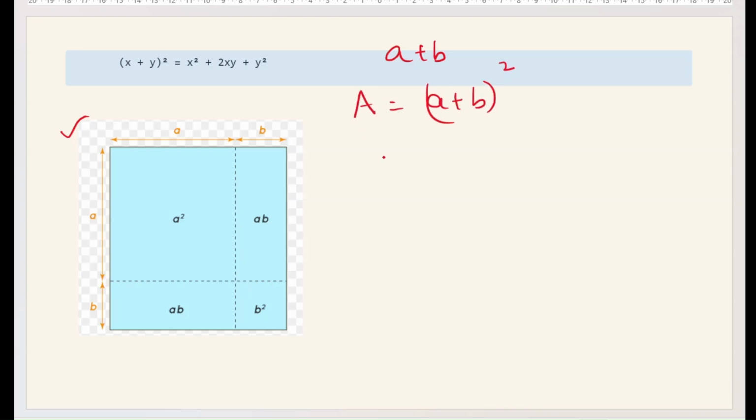Why? Because the area of a square is side multiplied by side. So this is a plus b and this is a plus b. So the area is (a plus b) whole square. Now, if I further see what all this (a plus b) whole square has: the distance from this point to this point is a. Similarly, the distance from this point to this point is also a. That means the area of this square which we have is a square.